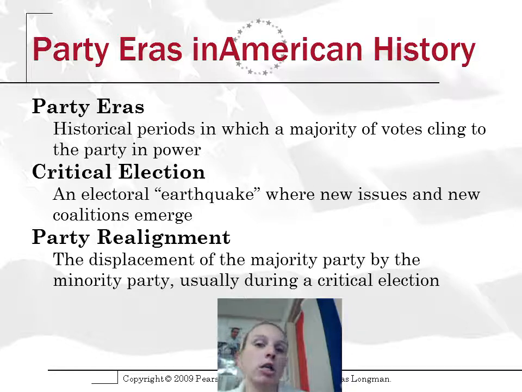Now, we've had changes over time of the parties. Why? Because of things like critical elections, where it's just an election that's seen as an earthquake. It shook the party, and all of a sudden they're focusing on newer issues, and new coalitions are emerging. And when this happens, this is known as party realignment, where it's basically a displacement of the majority party. They become the minority party, and it happens during a critical election, and all of a sudden they have to change what they believe in.